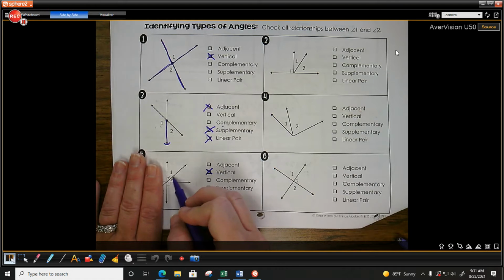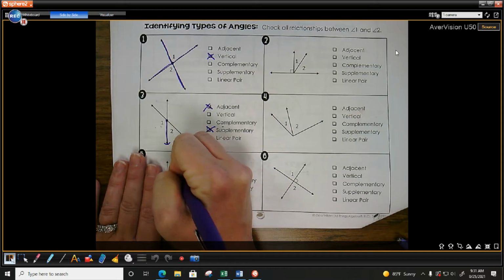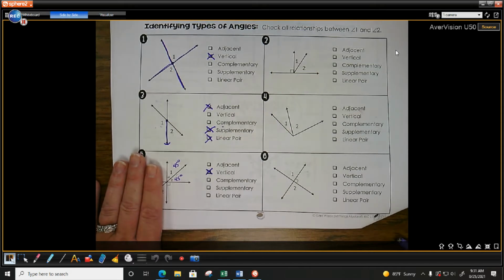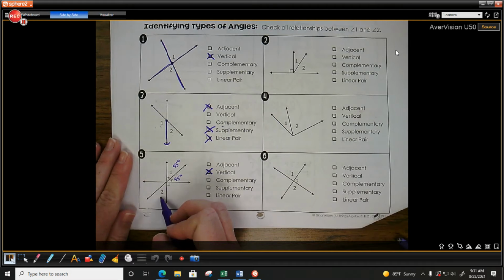And we're cutting it in half, right? Because that's what these dash marks mean. So both of these are 45 degrees. Are we okay with that? And vertical angles are congruent, equal. So if angle 1's 45, what's angle 2? 45.